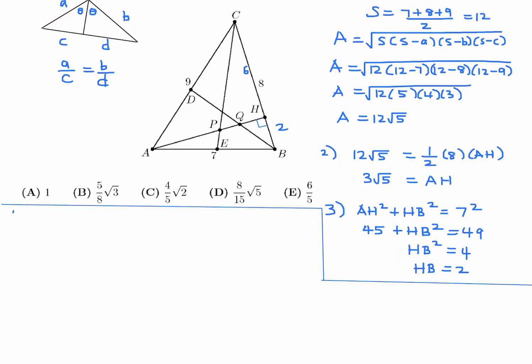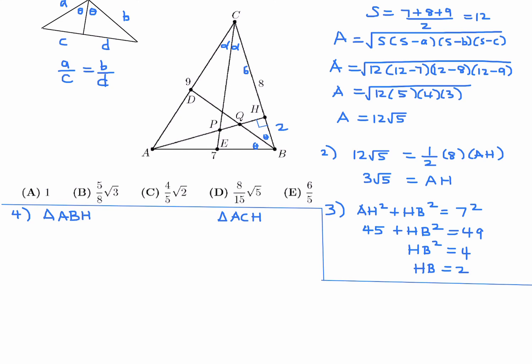Now we use the angle bisector theorem, and we're going to use it on 2 triangles. The first one is triangle ABH, and then we'll use it on triangle ACH. Because remember, those angle bisectors were BD, so this is theta and this is theta, and CE, so this is alpha and this is alpha.